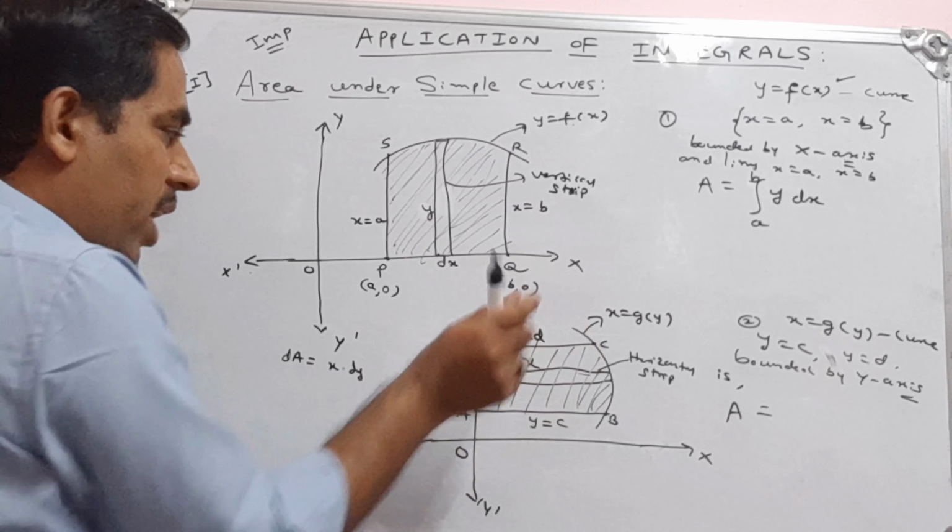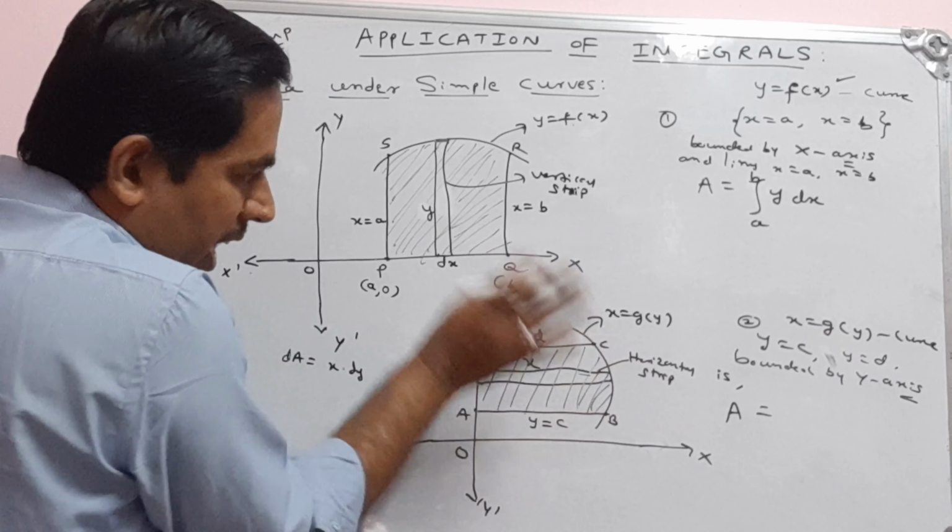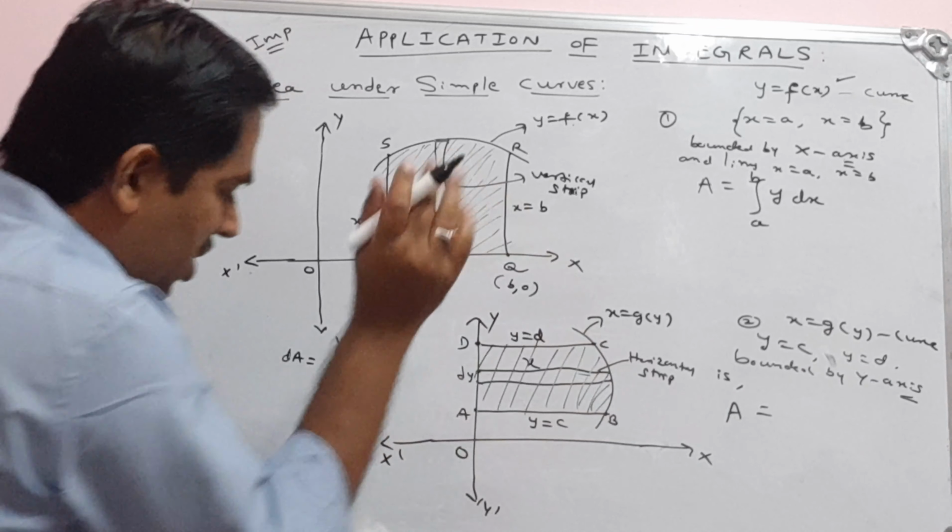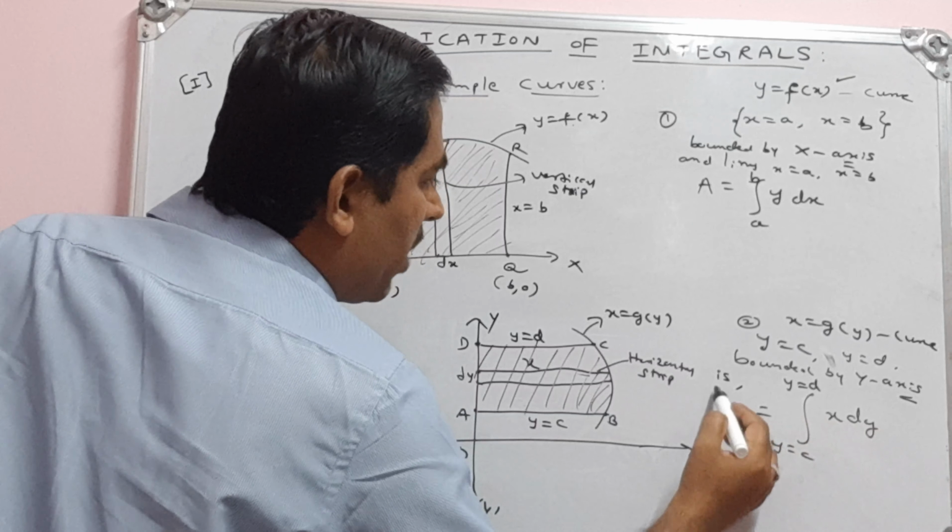So I want to get this whole area. The area of this inside region can be got by integrating this dA. So the integration of dA is nothing but the integration of x dy. So that area is the integration of x dy. What are the limits? Where y is equal to c to y is equal to d. The unit is square units, because this is area.